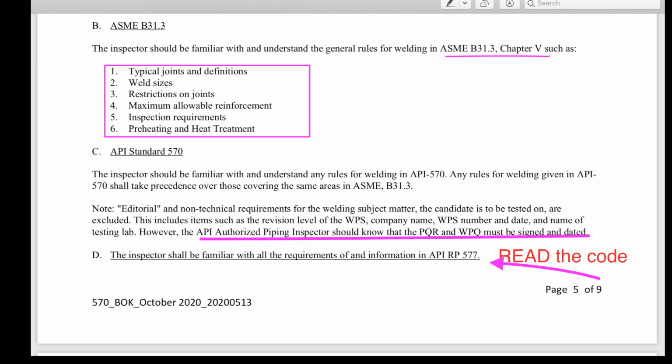The inspector shall be familiar with all the requirements of API Recommended Practice 577. It's also covered in this exam, so you should look into that. In due course we will cover 577 also.